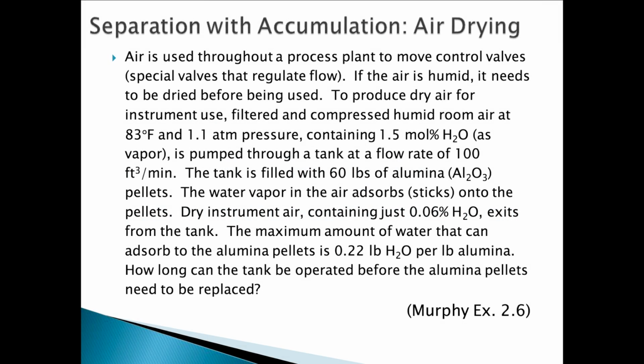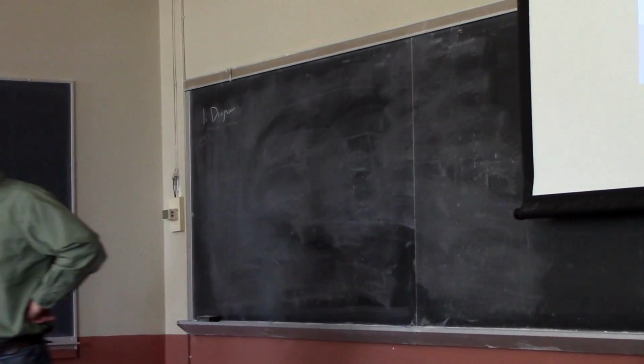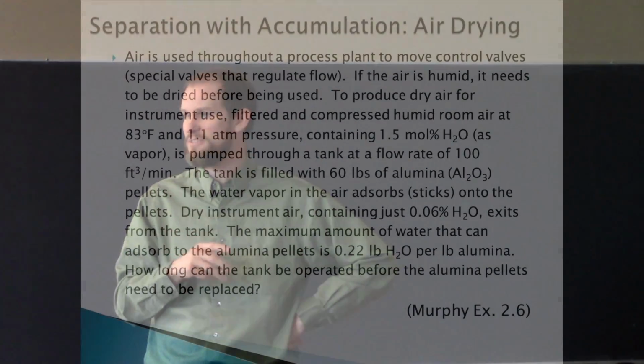Next one I'm going to look at is separation with accumulation, air drying. What kind of process mode is this in? Remember the modes? Batch and continuous. Batch. Why do we say batch? It says that the tank is supposed to be stopped. We're hearing about things starting and stopping. That sounds like a batch. Why are we unsure? Because there's a flow rate. Stuff's flowing through. This is a semi-batch, semi-continuous.